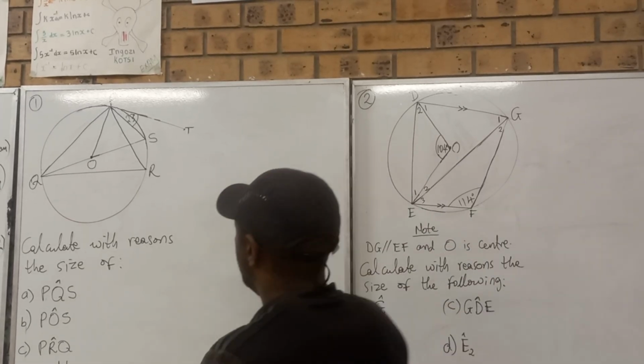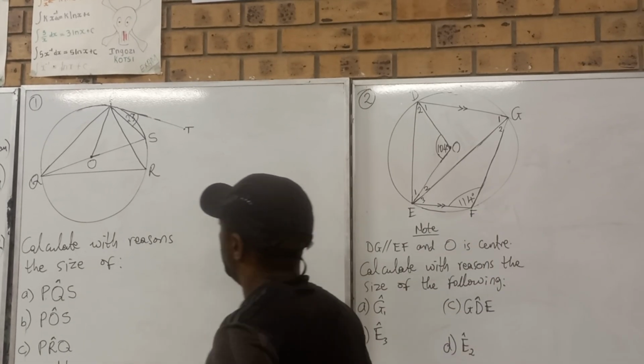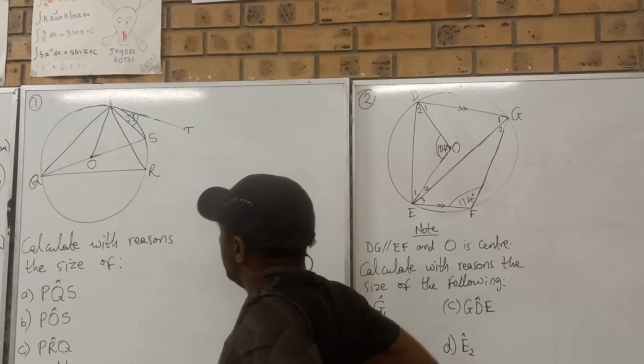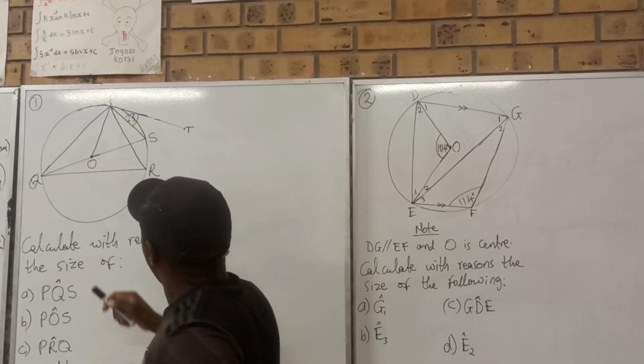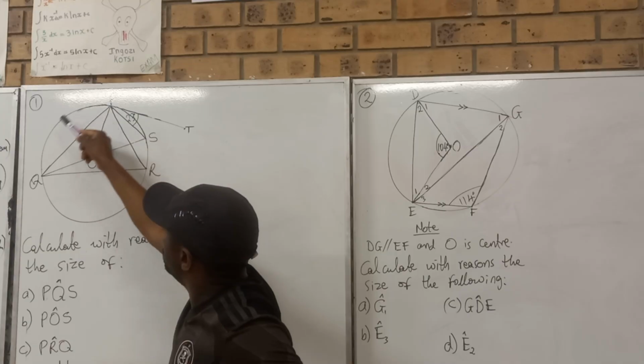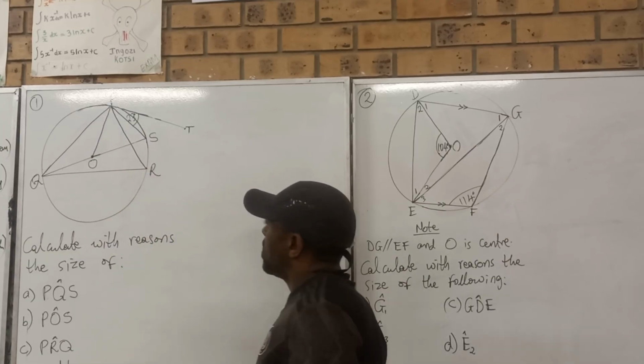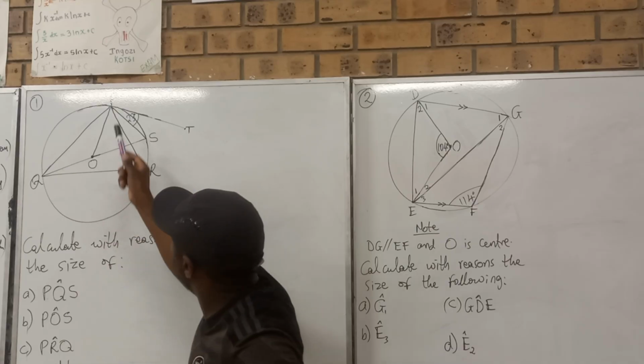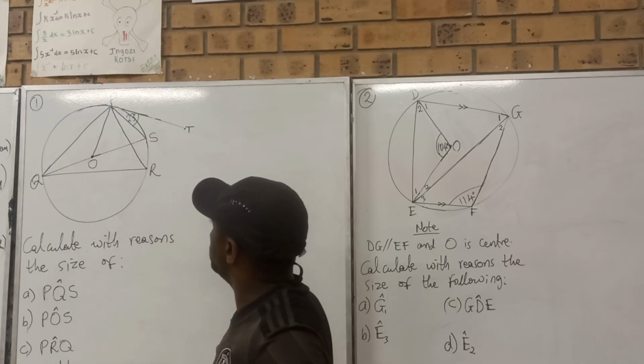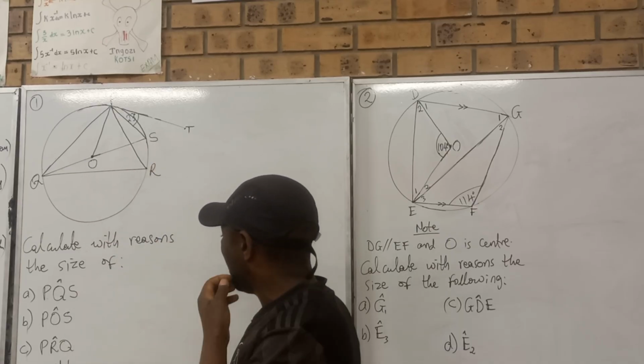Good day guys, let's have a look at another problem on theorems of geometry. So here we've got a circle with P, S, and Q on the circumference. Then TP is a tangent, O is the center.